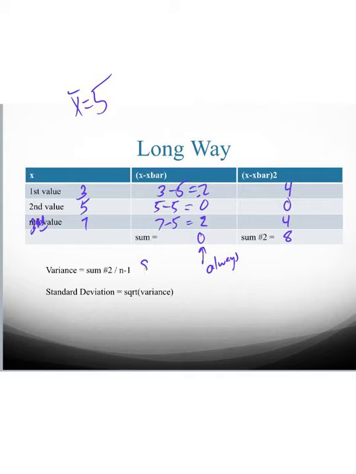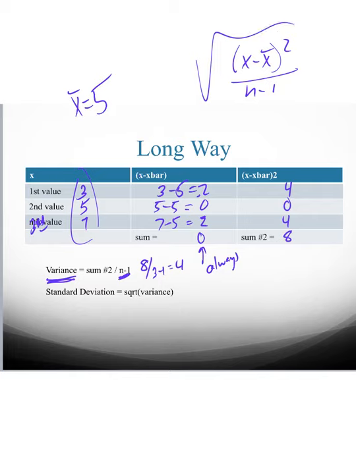And then that 8 is divided by n-1, where n is the number of values in the set, which is 3 here. So that's 8 divided by 2. So the variance in this case is 4. Now, variance is just standard deviation squared. So if you recall, the formula looked like this and had the radical over it.